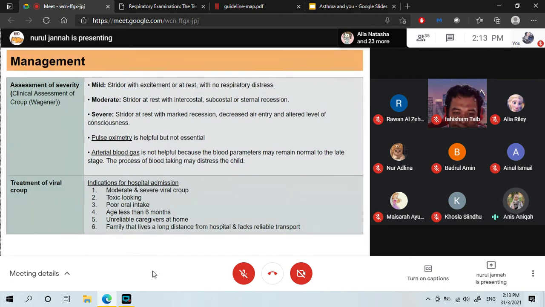And for pulse oximetry, it's helpful but not really essential. And arterial blood gas is not helpful because the blood parameters may remain normal until the late stage, and the process of blood taking may also distress the child.